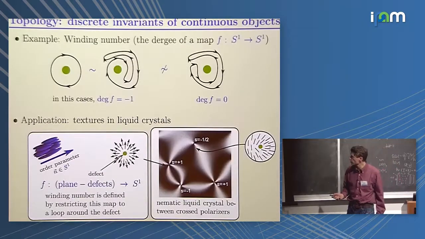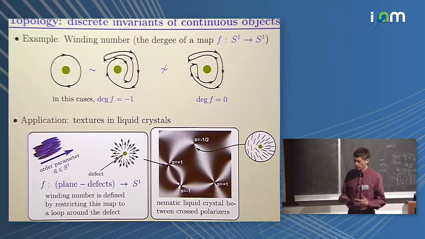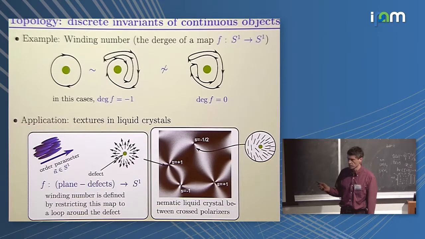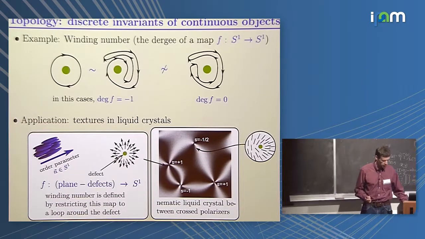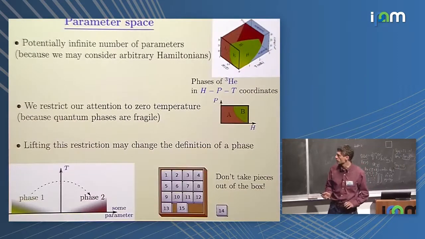But we want to use something more interesting. We want to use topology as a way to construct invariants. And this is a visualization of the winding number, or the degree of a map, using a liquid crystal. In topology, we have discrete invariants of continuous objects.